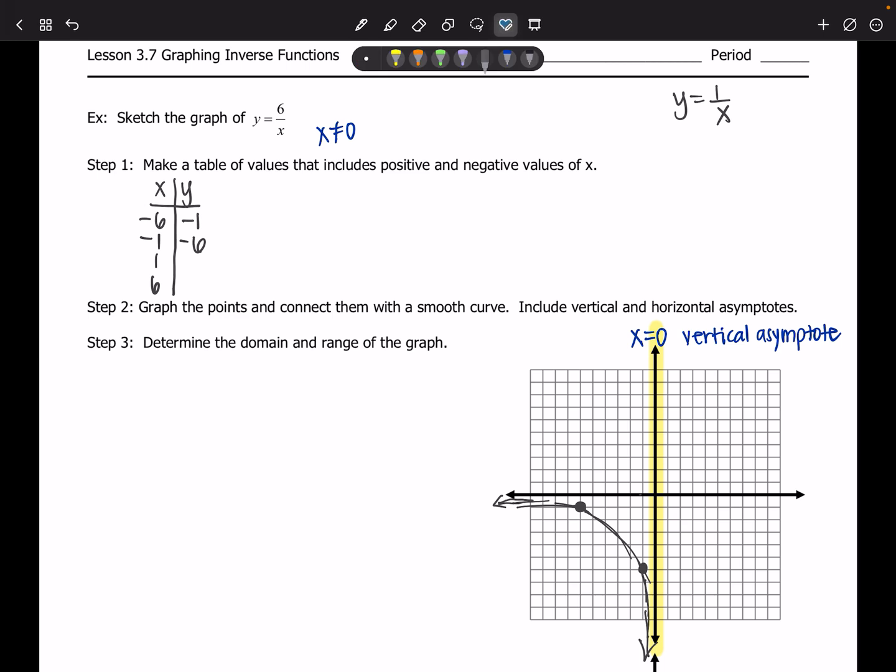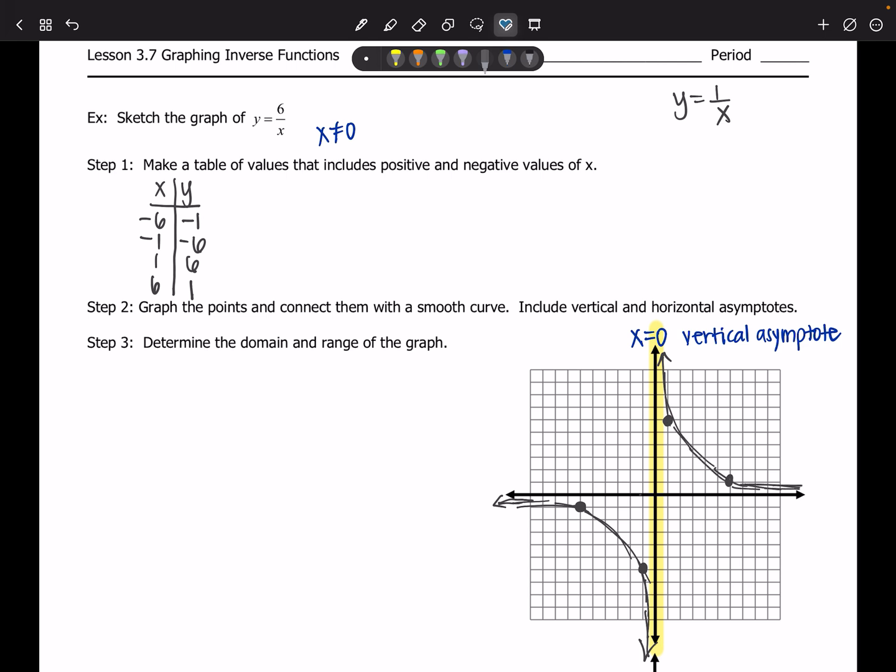Now I need to finish my table. When I put a 1 in, 6 divided by 1 is positive 6. And when I put a 6 in for x, 6 divided by 6 is positive 1. So right 1, up 1, 2, 3, 4, 5, 6. And then right 6, up 1. And there's our graph.